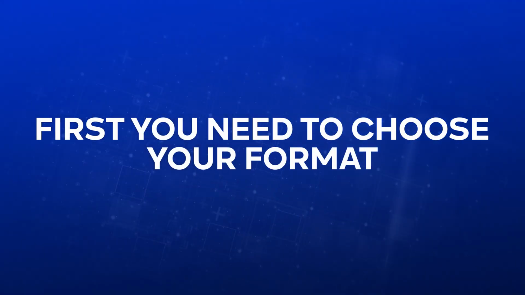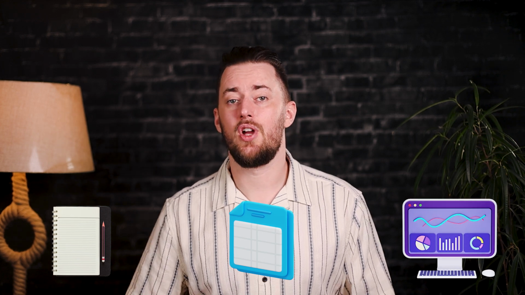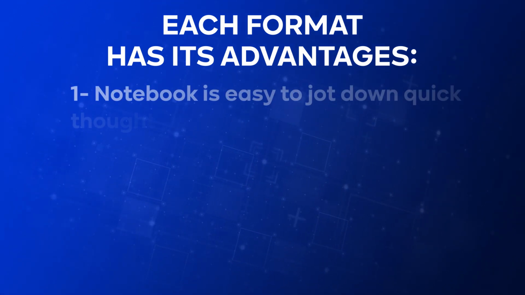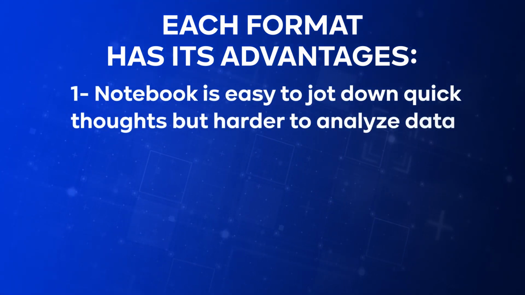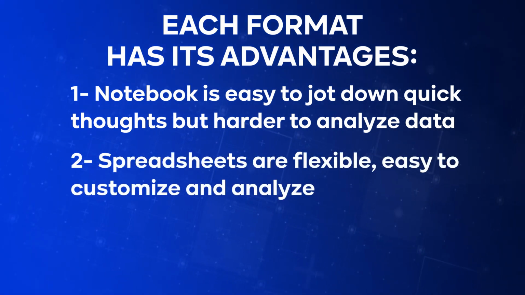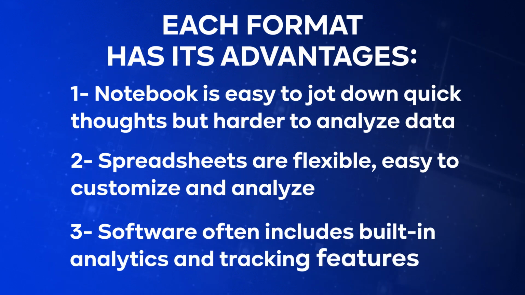When creating your trading journal, it's crucial to follow these steps to ensure accurate and effective maintenance. First, you need to choose your format. Decide whether you want to use a physical notebook, a spreadsheet like Excel or Google Sheets, or a specialized trading journal software. Each format has its advantages. A notebook is easy to jot down quick thoughts, but harder to analyze data. Spreadsheets are flexible, easy to customize and analyze, and software often includes built-in analytics and tracking features.